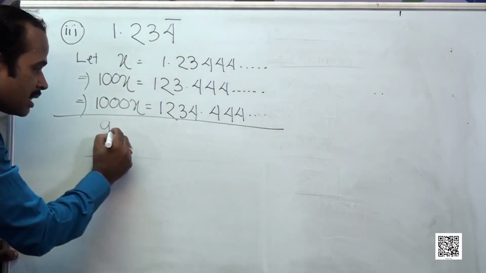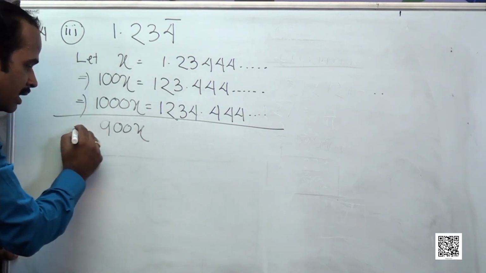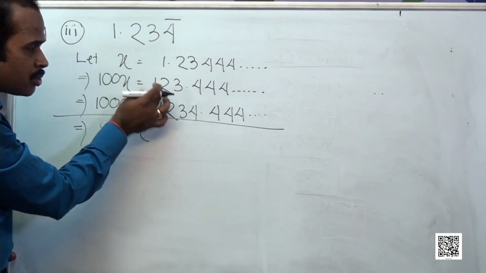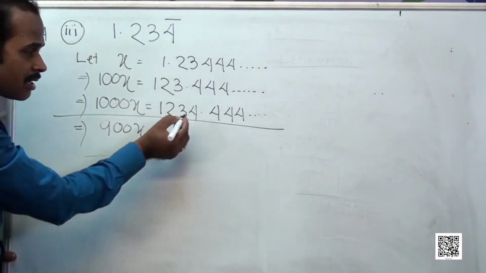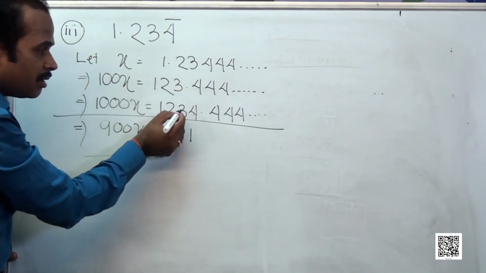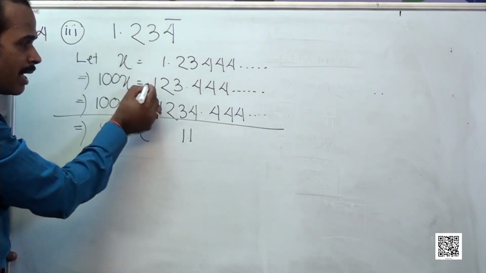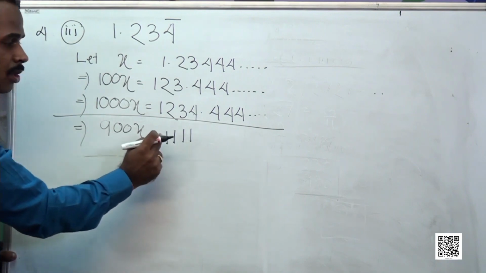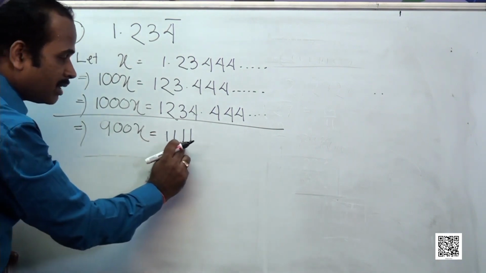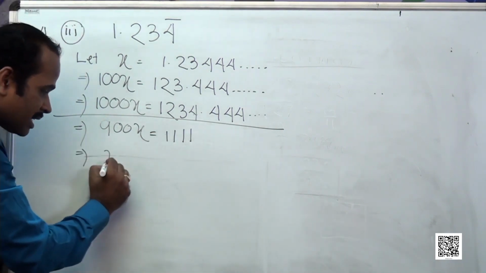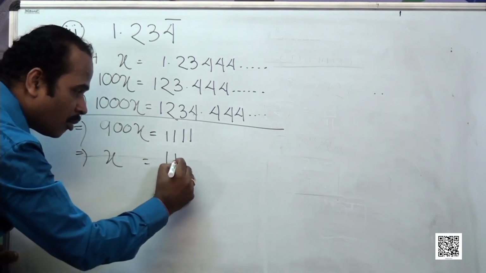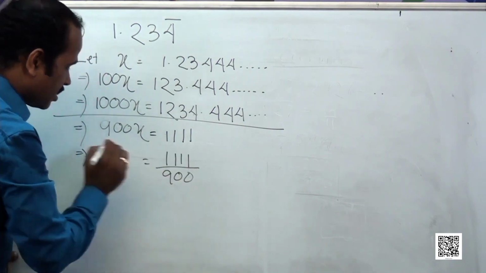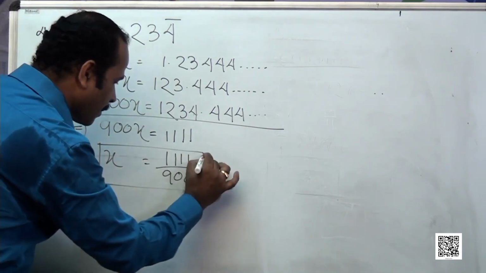I will find it is 900x. And this 900x equal to, this after decimal portions will be cancelled. So now difference of these two integral numbers only will the answer. 4 minus 3 is 1. 3 minus 2 is 1. 2 minus 1 is 1. And here it is 1. So this equal to 900x equal to 1111. Now x equal to how much? It will be 1111 by 900. So this will be your answer. This is your x. Okay.